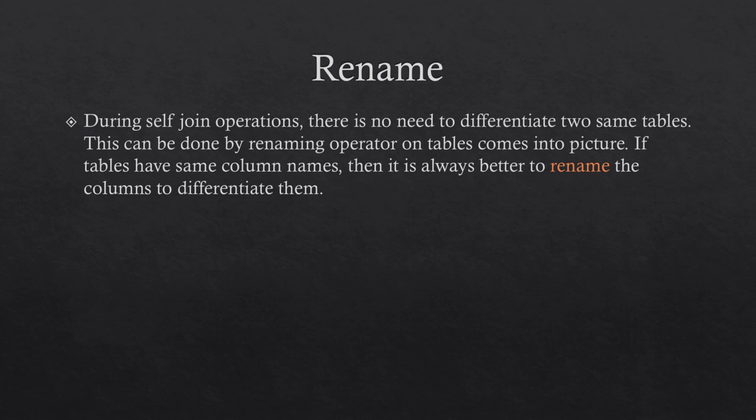During self-join operations, we need to differentiate two same tables. This can be done by the rename operator on tables. If tables have the same column names, then it is always better to rename the columns to differentiate them.